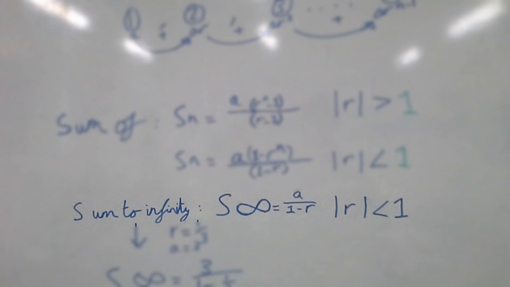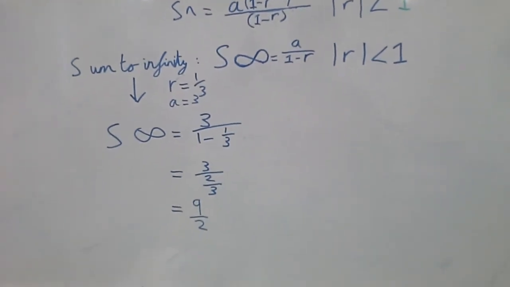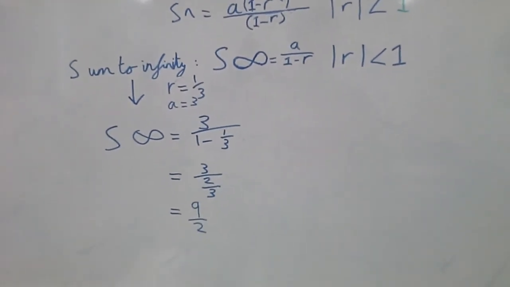If the modulus of r is greater than 1, the terms will always be getting bigger, and sum to infinity won't work. Let's look at an example. In a series where r is equal to a third, and a is equal to 3, the sum to infinity is equal to 3 over 2/3, which is equal to 9 over 2. This is the number you will get if you add up every single number in the series.